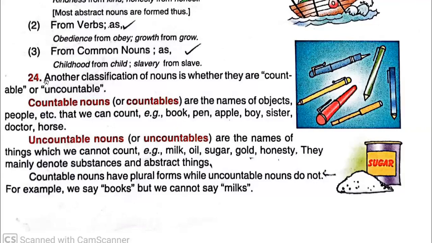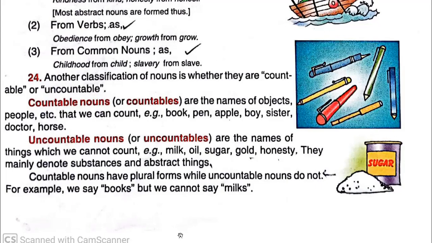Okay. So, as I have mentioned a while ago, the words which an abstract noun takes may be adjectives, verbs, or nouns. Another class is whether nouns are countable or uncountable. Countable nouns can be counted, and are the names of objects, people, etc.